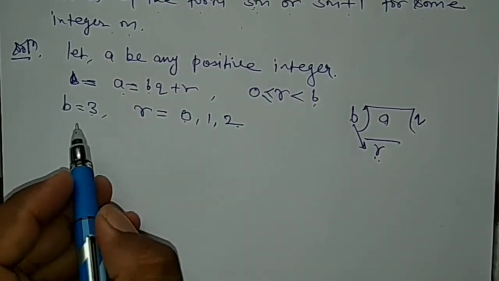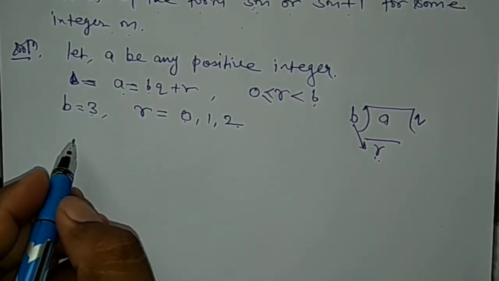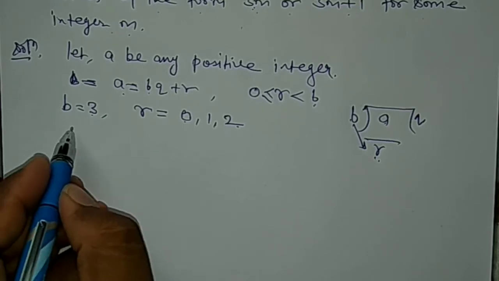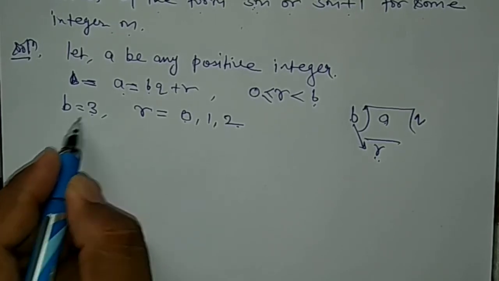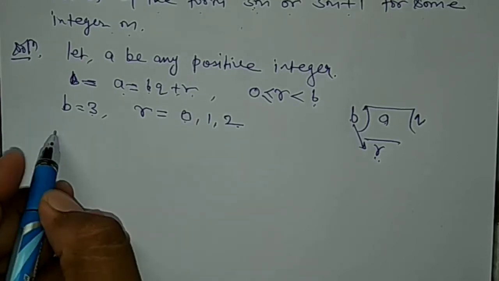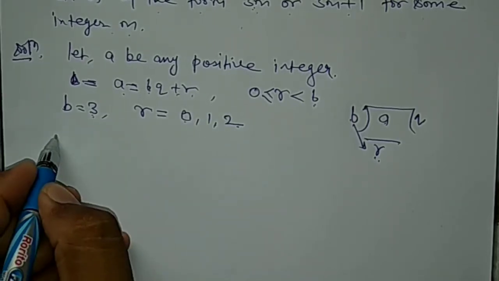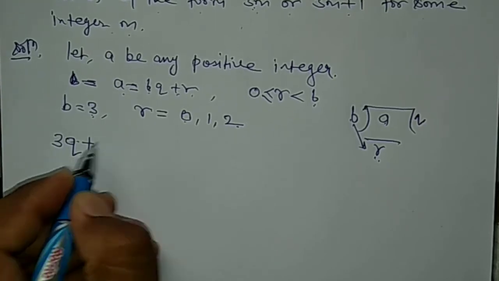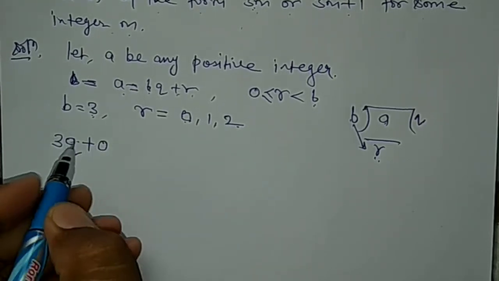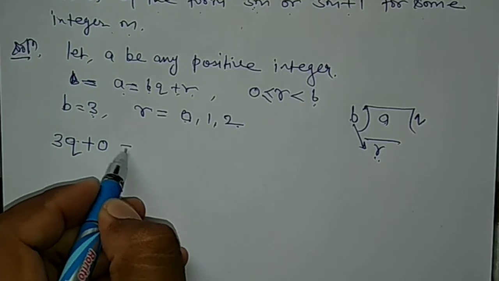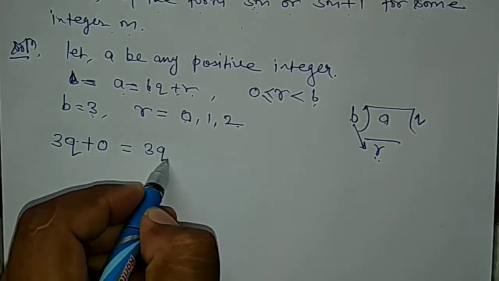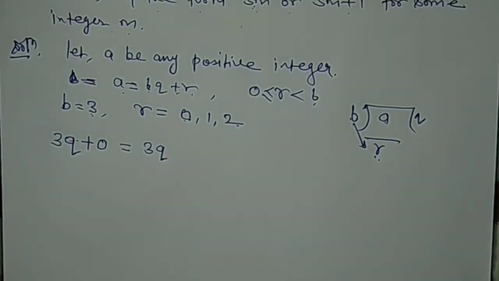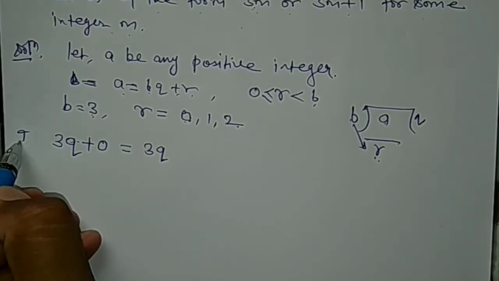Now come to the question, how do we solve? Make the cases here. So what are the cases here? A equals in the form of bq plus r. So b I am taking 3, and q remains same, plus r is how much? I am taking first time 0. So the number is only how much? 3q. That is case first.